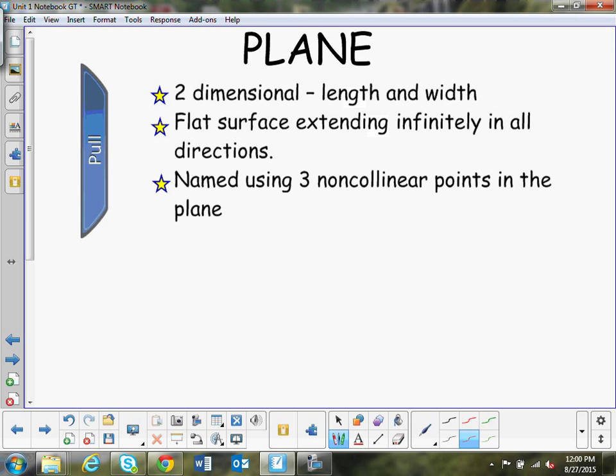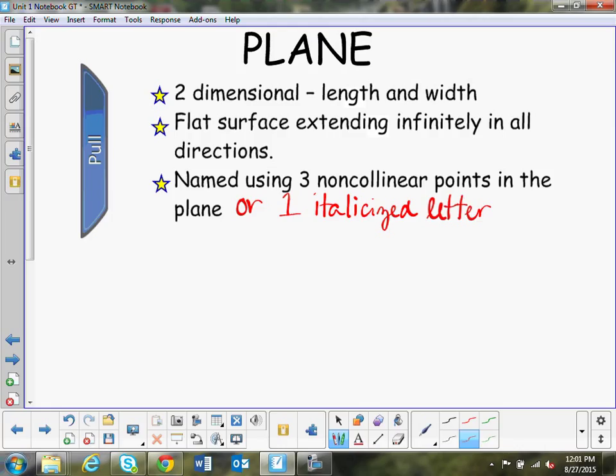On the plane, or one italicized letter, like your line. I'll show you where that's going to be posted. So add that to that last bullet. 3 non-collinear. You know what non-collinear means? No? Okay, I'm going to go over that on the next slide.